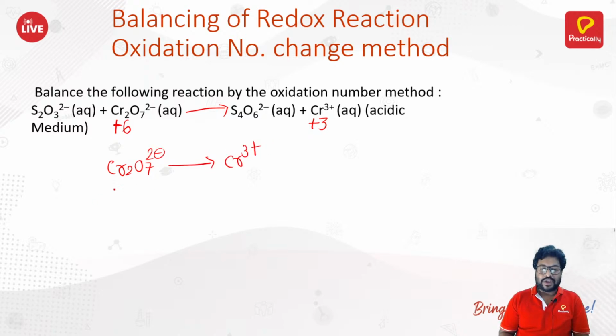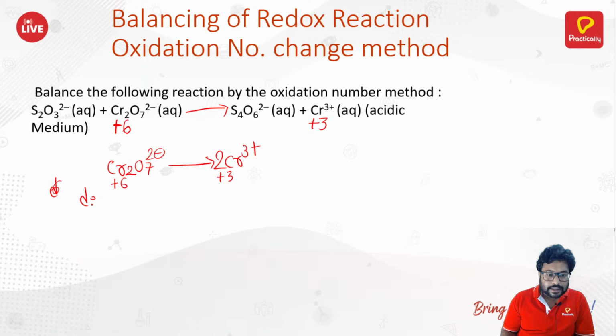Now one more thing. You got 2 chromium here. That means you need to balance this by writing 2 Cr plus 3 here. Okay. Now, what is the decrease in OS here? Chromium is going from plus 6 to plus 3. So if you write the decrease in OS, the decrease in OS is equal to 3.